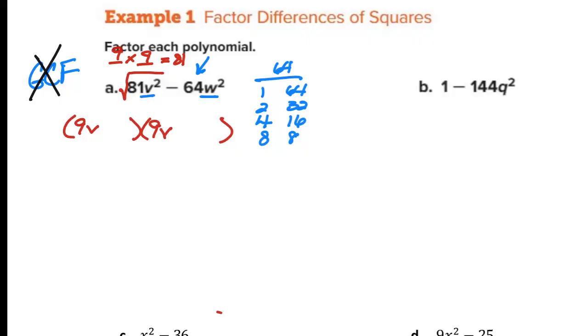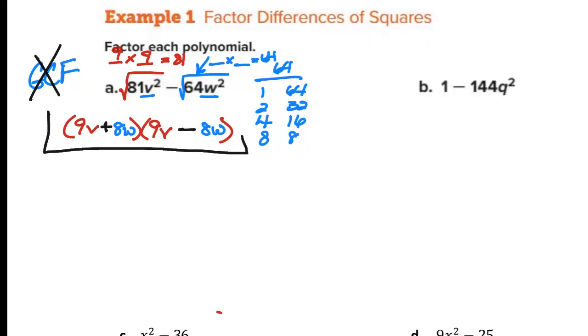Then you take the square root of the second term. What number times itself gives you 64? 8. So that means there's an 8 here and an 8 here. And the square root of w squared is w. W times w gives you w squared. I'm going to put a plus sign here and a minus sign here. And this is your factorization.